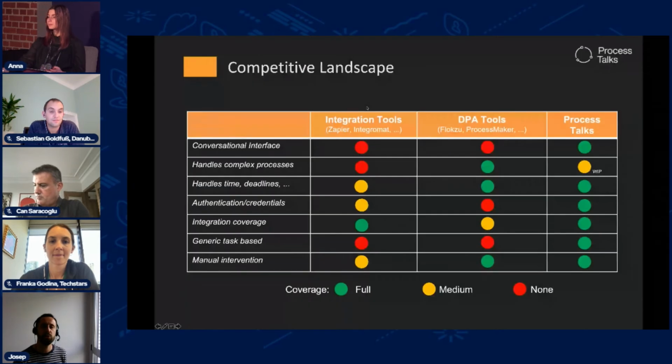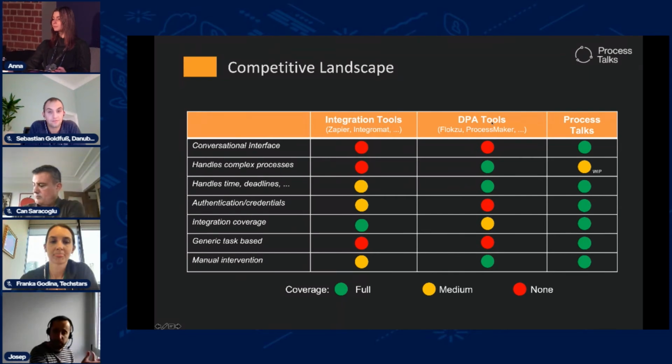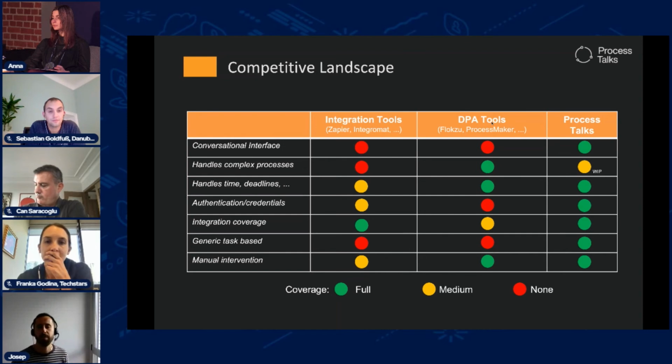Okay, can you talk a bit about the competition? Yes, that's good. If you allow me, we have here the competitive landscape. We have two families of tools. One is integration tools: here you have Zapier, Integromat, IFTTT. The others are, as you have seen from my colleagues, classical digital process automation tools.